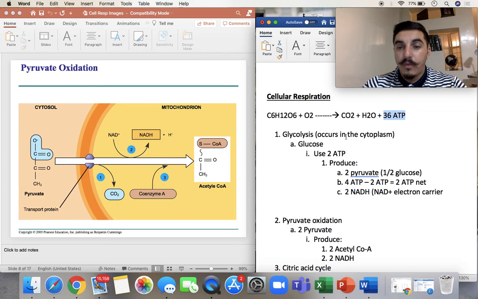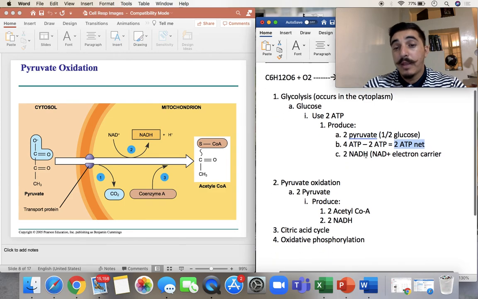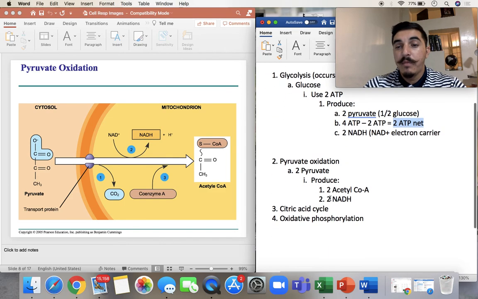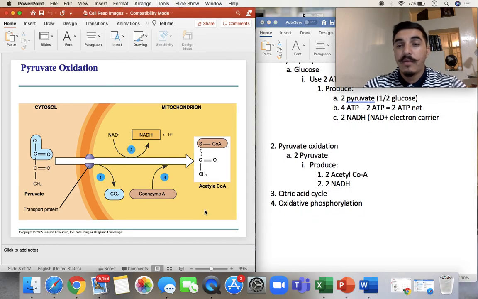So through glycolysis, this is our glucose, in case you didn't write it down. It's our glucose here on the left. Break it down. Out of those 36, we made two. We made four technically, but we used two, so we made two of those ATPs. Now we have those pyruvates, and we have to break them down more. With those pyruvates, we make acetyl-CoA and NADH, and that's pyruvate oxidation. The word itself says it: pyruvate oxidation. Remember, oxidation is loss.